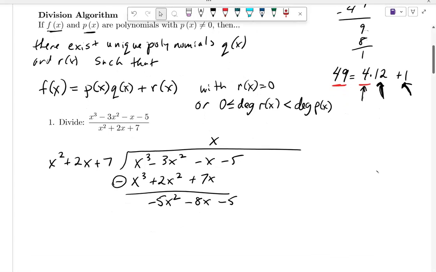I'm not done yet because why? Let me highlight it here. That degree and that degree are the same still, right? I need a smaller degree, right? So I'm not done.